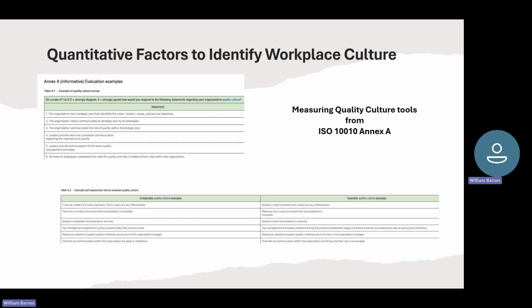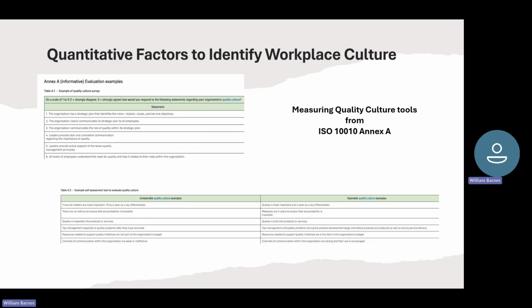So, keeping our auditors' hats on here, ISO 10010 provides a couple of useful examples for evaluating the quality culture of an organization. Something special for the evaluators right in the guidance standard. Annex A, Table 1, provides an example survey for organizations with a rubric for rating a series of questions.